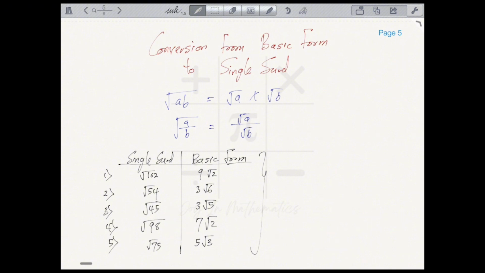We saw that root 162 is written as 9 root 2, root 54 is written as 3 root 6, root 45 is written as 3 root 5, root 98 is written as 7 root 2, and root 75 can be written as 5 root 3. How then can we convert from basic form to single surd?